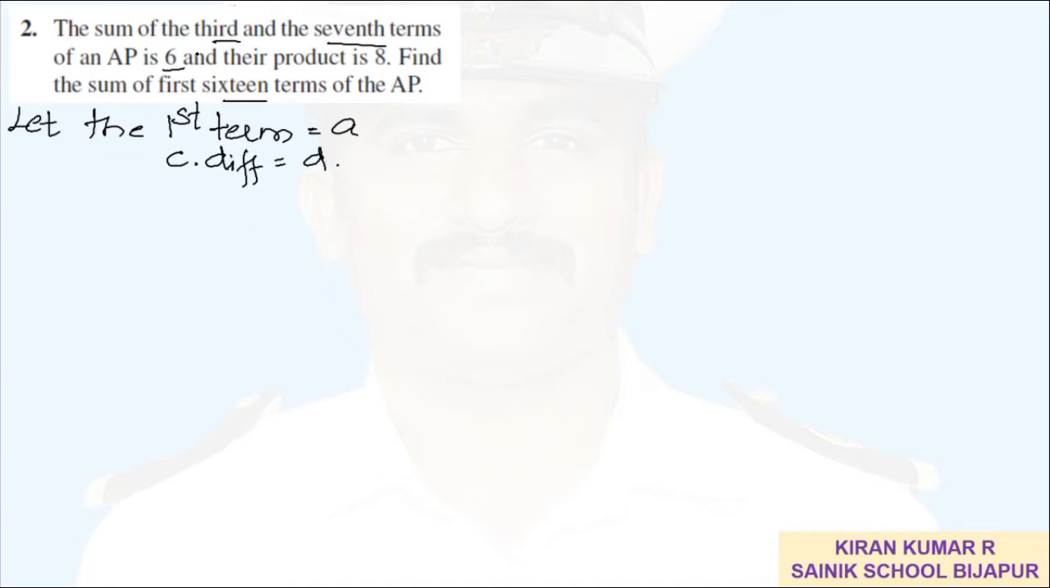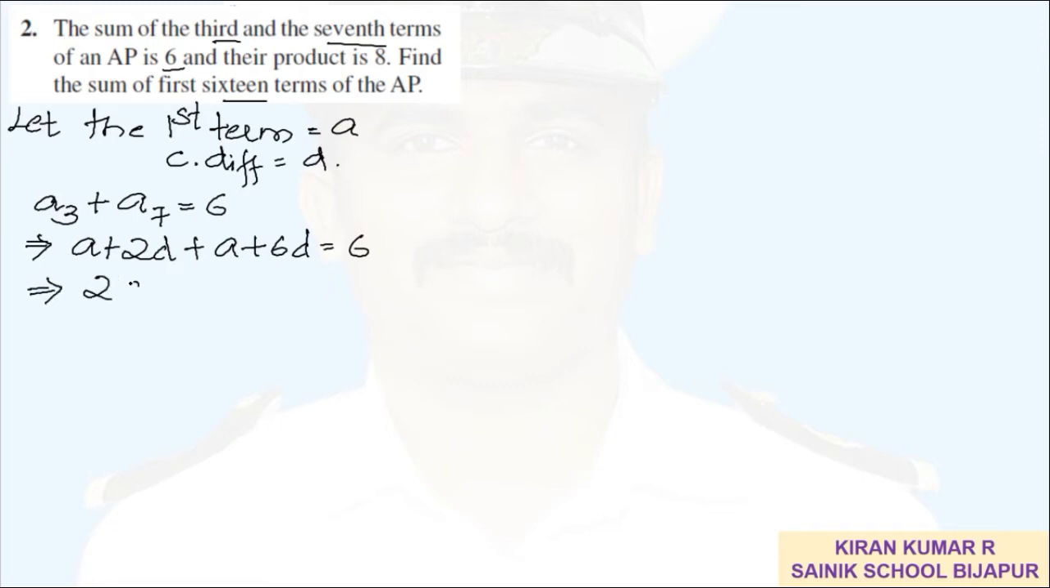They have given the sum of the third and the seventh term. So A3, the third term, plus A7, the seventh term, the sum of these two will be 6. Let me substitute the general rule. A plus 2D is the third term plus A plus 6D is the seventh term, which is equal to 6. So 2A plus 8D equal to 6. I can take 2 common, so A plus 4D will be equal to 3. I have divided.